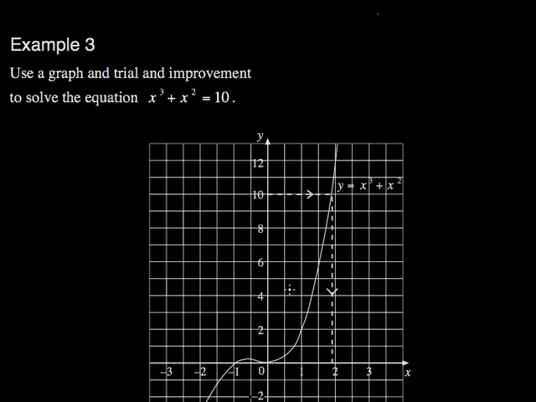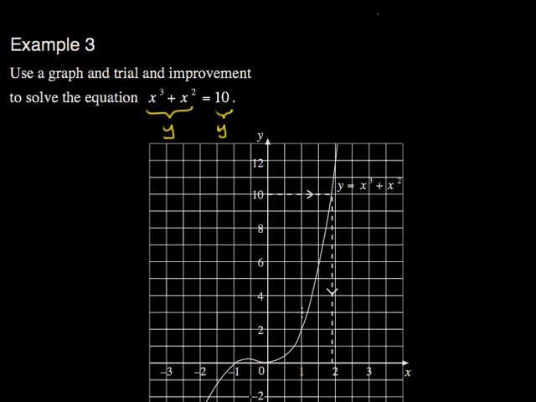Now the next example is using the trial and improvement method to solve this equation. So it's similar to what we did before. It's a slightly different function, but we would have to draw the function y equals x cubed plus x squared and the function y equals 10. And we've got a computer version of this here.